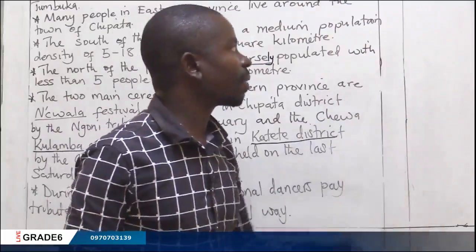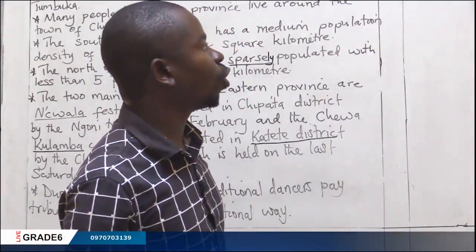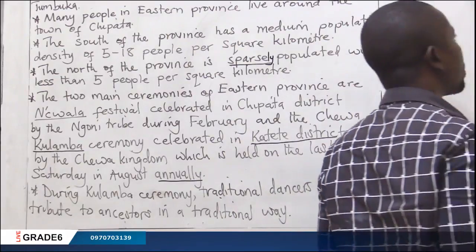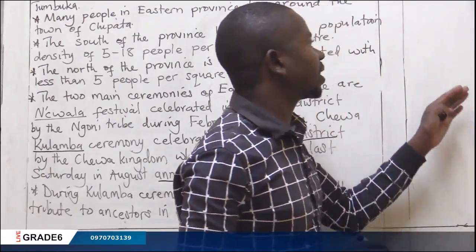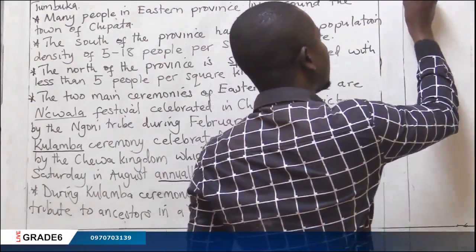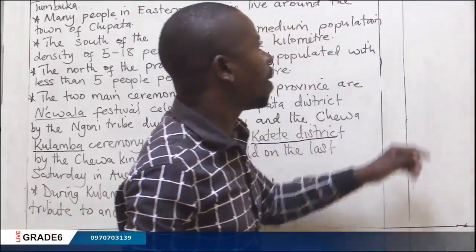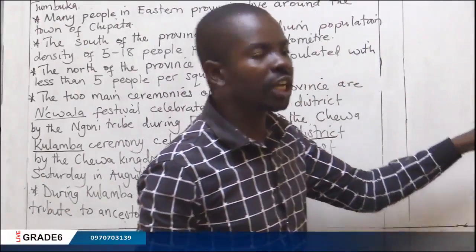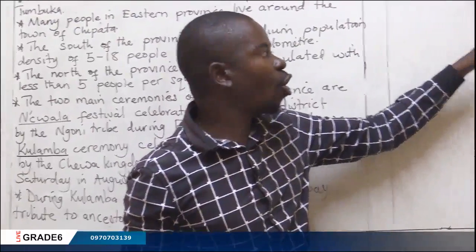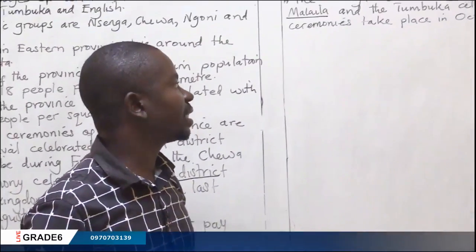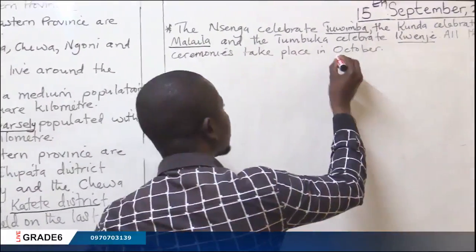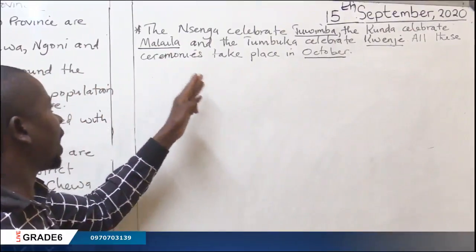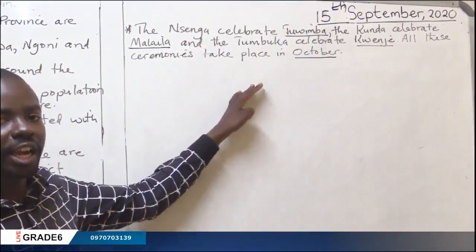The Nsenga celebrate a ceremony called Tuwimba. The Kunda celebrate a ceremony called Malaila, and the Tumbuka celebrate a ceremony called Kwenje. All these ceremonies, which are Tuwimba, Kwenje, and Malaila, take place in October.